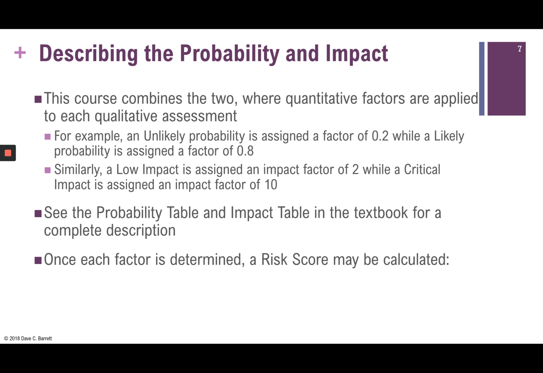And then once that's done, a risk score may be calculated. So we're going to take the probability and the impact and multiply them together. For example, if we have an unlikely probability and a critical impact, we take 0.2, which was taken from the table on page 108, and multiply it by 10, which is again taken from the impact table on page 108, and that's equal to 2. That gives us a score of 2. And then you might say, well, what's 2? 2 is a relative number that can then be ranked against other scores of other risks.